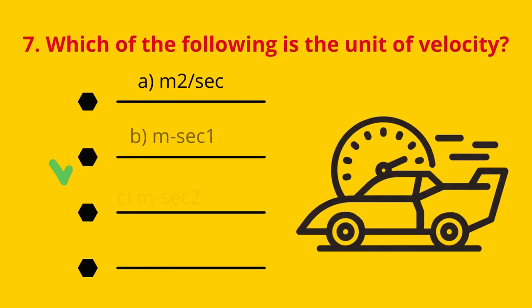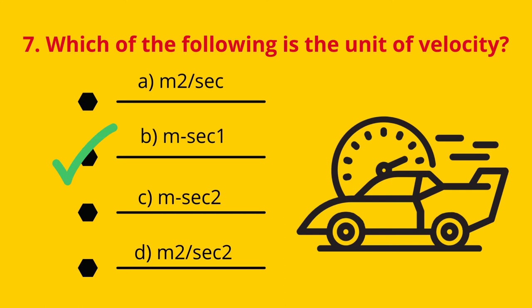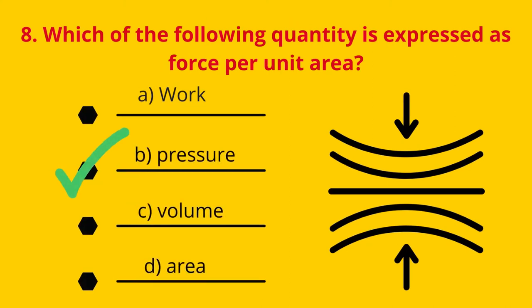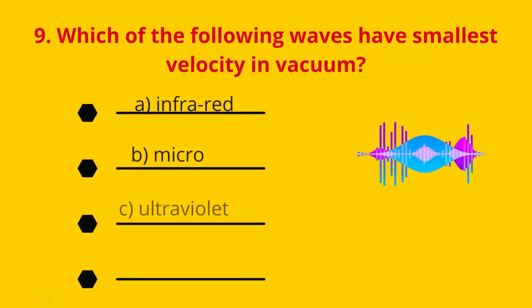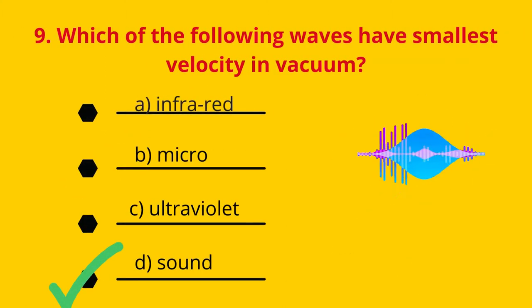Which of the following is the unit of velocity? Meter per second. Which of the following quantity is expressed as force per unit area? Pressure. Which of the following waves have smallest velocity in vacuum? Sound.